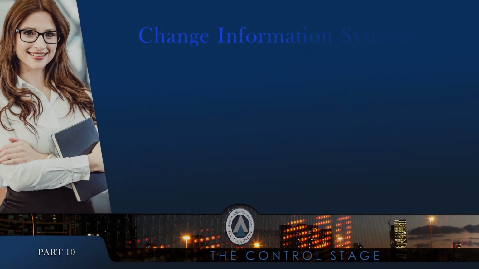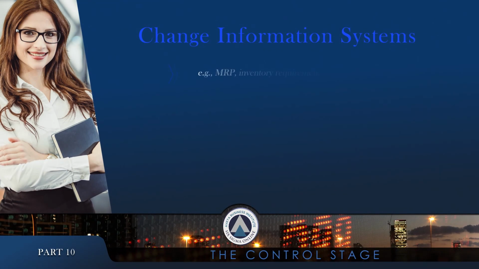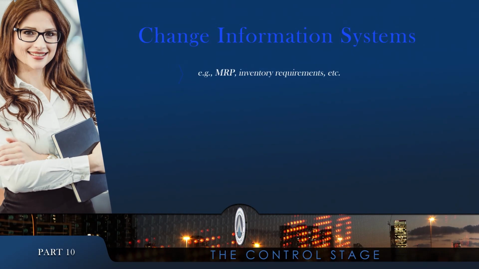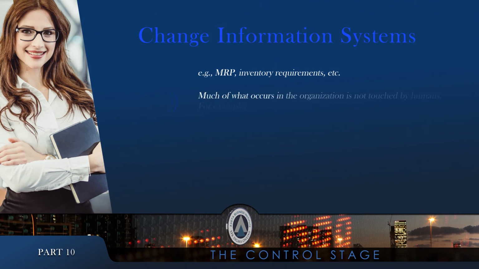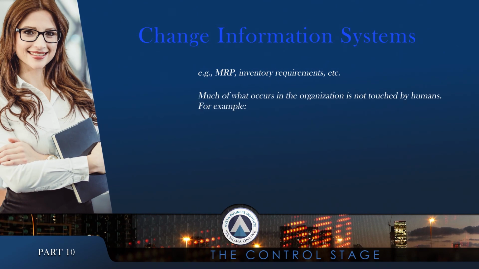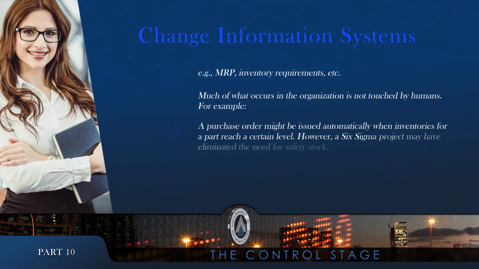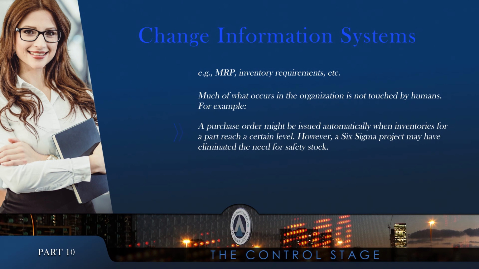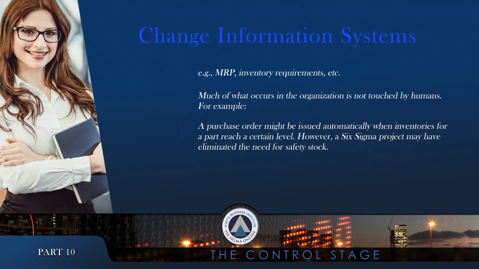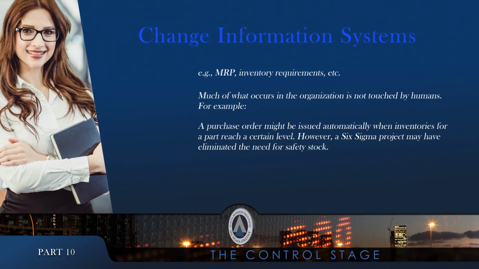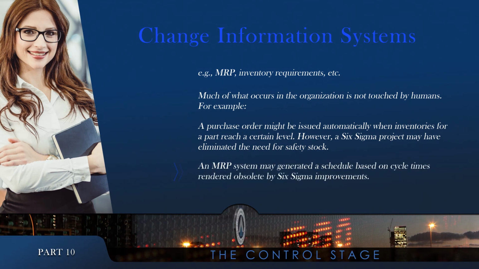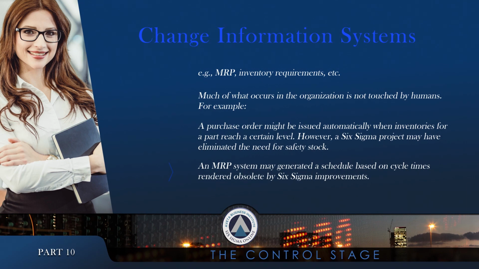Change information systems, such as MRP and inventory requirements. Much of what occurs in the organization is not touched by humans. For example, a purchase order might be issued automatically when inventories for a part reach a certain level. However, a Six Sigma project may have eliminated the need for safety stock. An MRP system may generate a schedule based on cycle times rendered obsolete by Six Sigma improvements.